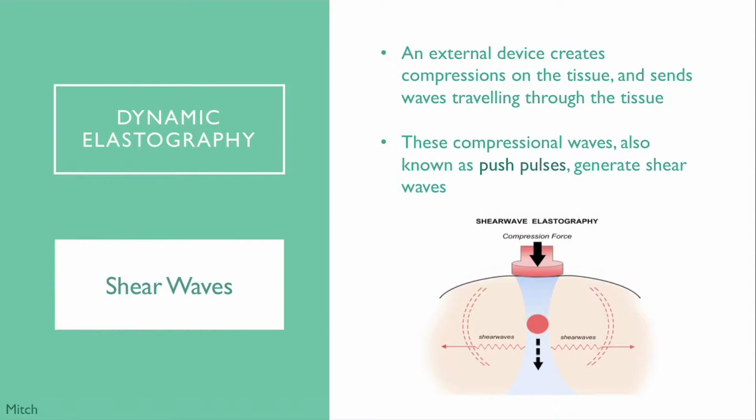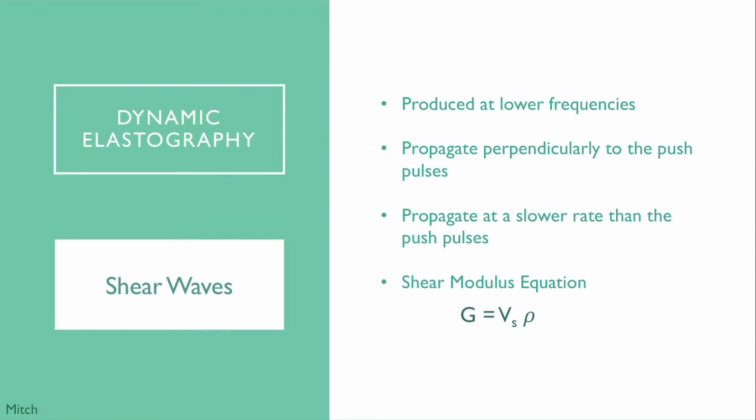Because of these waves, also known as push pulses, shear waves are produced. Shear waves propagate perpendicularly and at much slower rates than the push pulses. Since the shear wave's speed is slower, the ultrasound system can track the very fine displacement of the tissue caused by shear waves. The speed of the shear wave is determined by the stiffness of the tissue. They will travel much faster through stiffer materials and much slower in soft tissue.